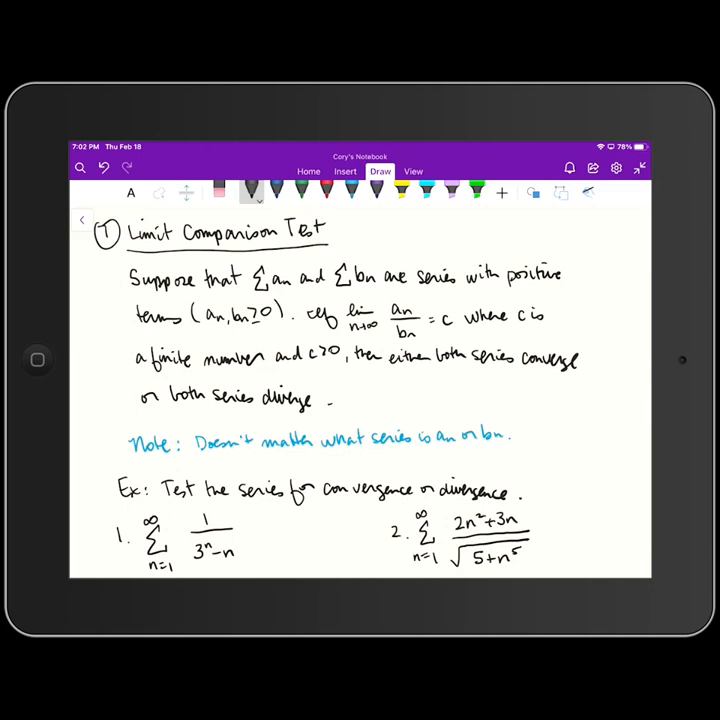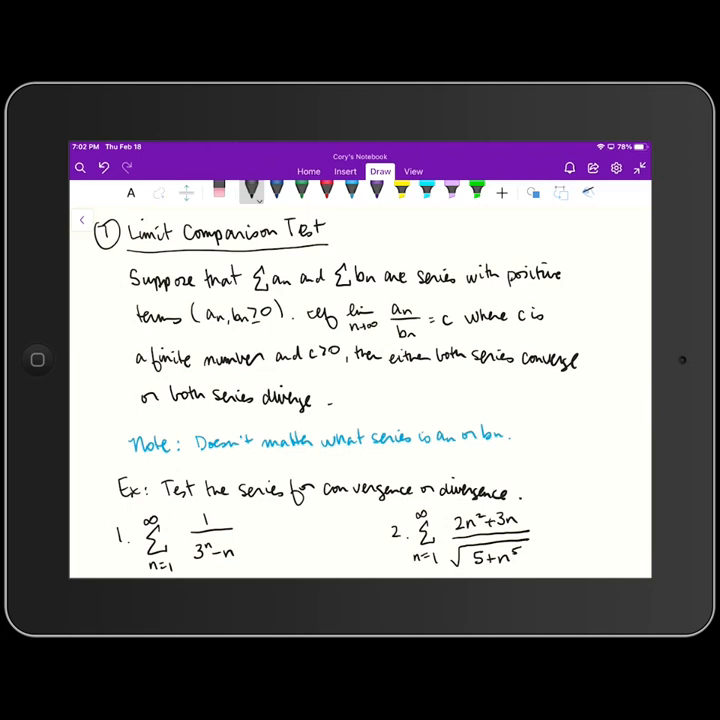Okay, and if you look at the note down below, the note says it doesn't matter what series is a sub n and what series is b sub n. Okay, so a sub n can either be the series that we are given in the problem or the series that we are comparing to the given series, and the same thing for b sub n. That can either be the series in the problem or the series that we are comparing.